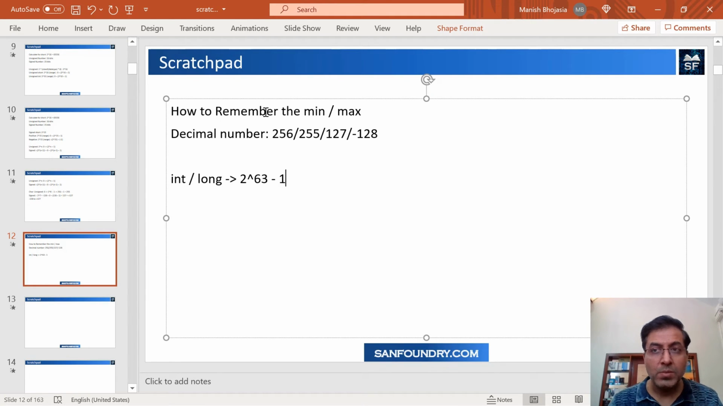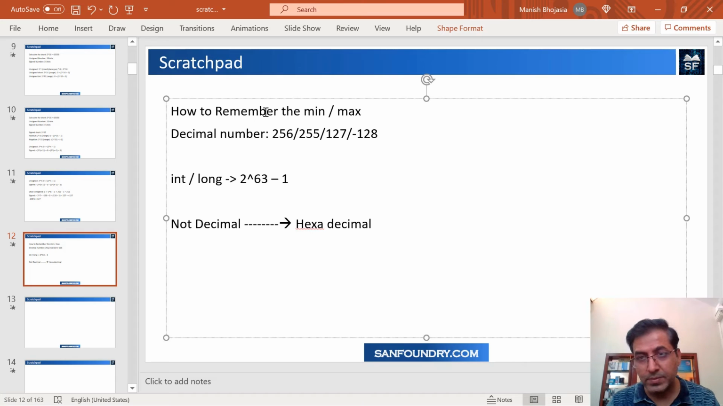The best way to remember these numbers is not in terms of decimal, but in terms of hexadecimal representation. I repeat, it is not decimal. You should always remember hexadecimal representations. Why? Because the computer understands binary numbers. Binary numbers can be easily written in terms of hexadecimal numbers. So always make sure that you understand hexadecimal numbers, and those representations are very easy to calculate and remember.